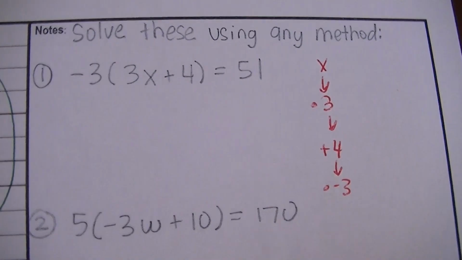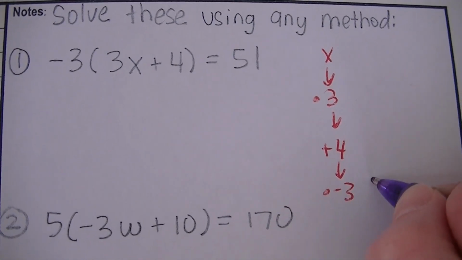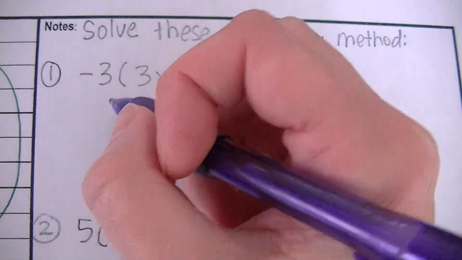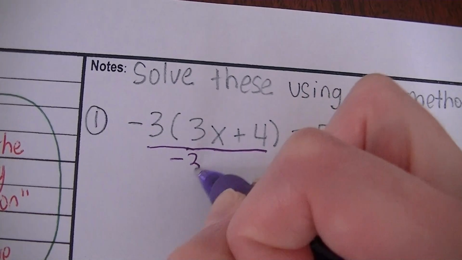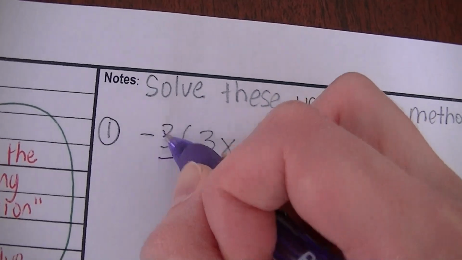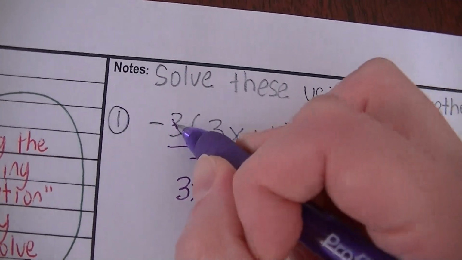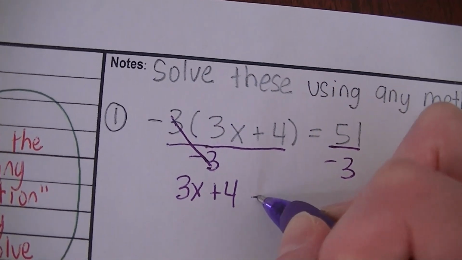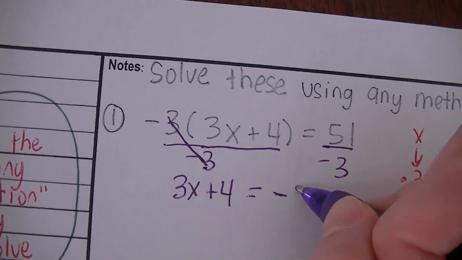Now I can go ahead and use inverse operations. So the inverse operation of timesing it by negative 3 is to divide by negative 3. And what you're going to do is you're going to divide both sides by negative 3. Okay, negative 3 divided by negative 3 is 1. 1 times 3x is 3x. 1 times a positive 4 is a positive 4. And that's going to equal 51 divided by negative 3. It's going to have a negative answer, and it's negative 17.